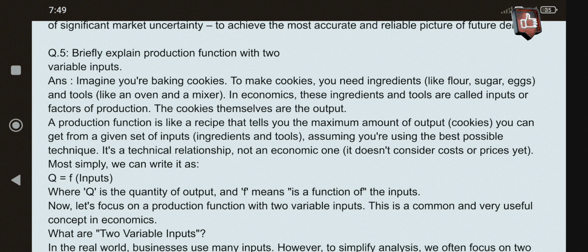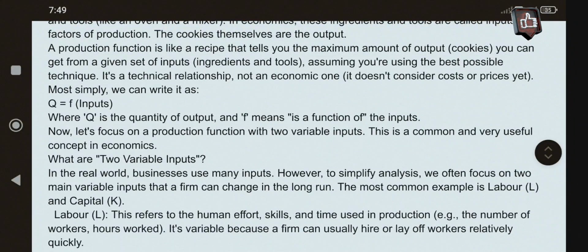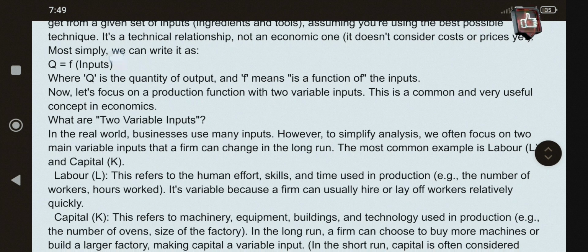A production function is like a recipe that tells you the maximum amount of output, cookies, you can get from a given set of inputs, ingredients and tools, assuming you're using the best possible technique. It's a technical relationship, not an economic one. It doesn't consider costs or prices yet. Most simply, we can write it as Q equals F(inputs), where Q is the quantity of output, and F means "as a function of" the inputs.